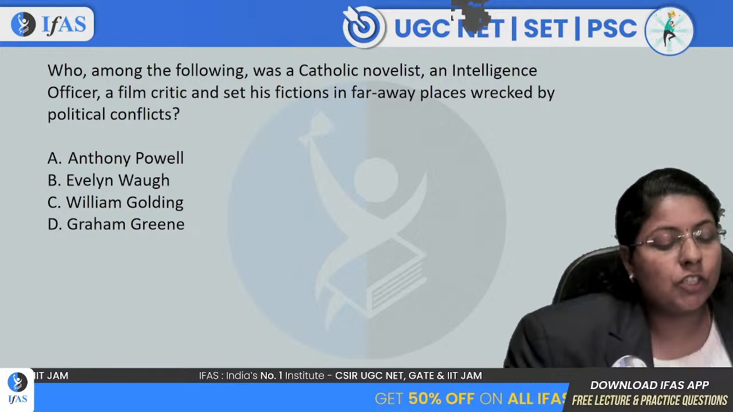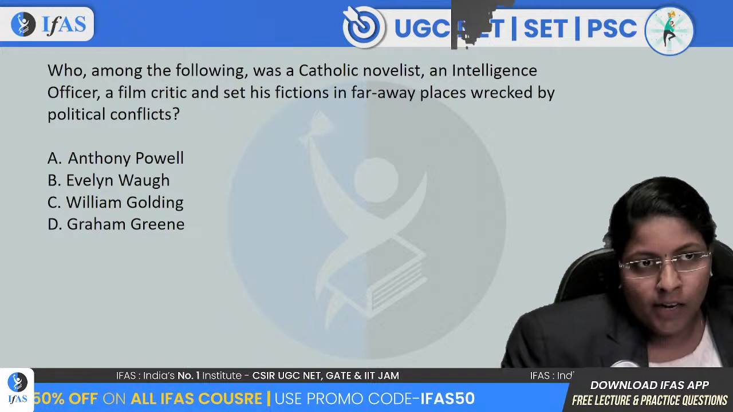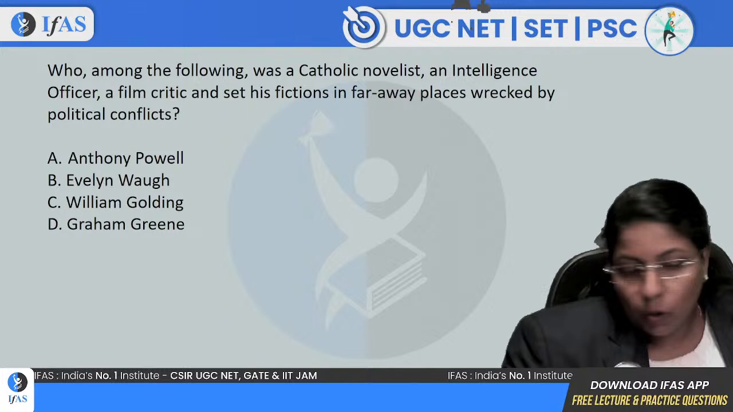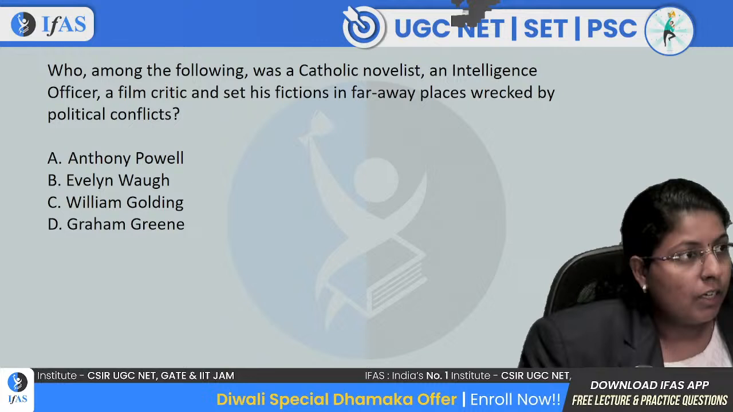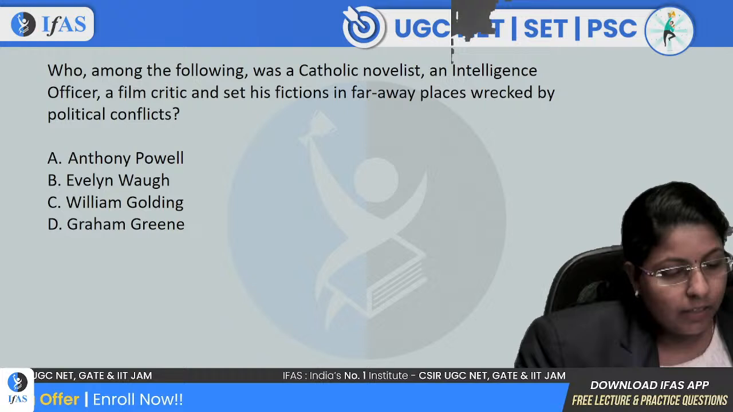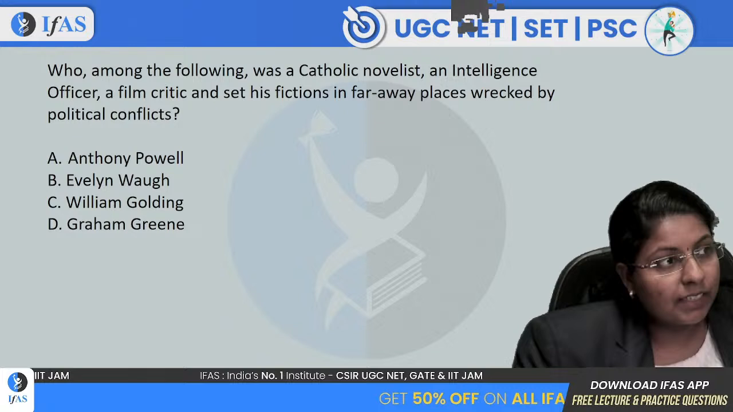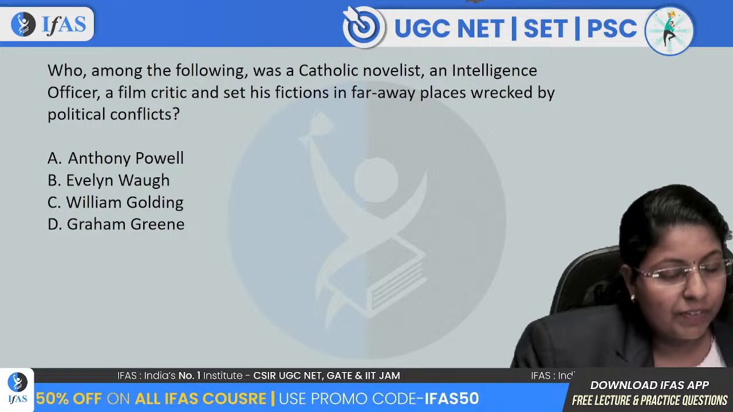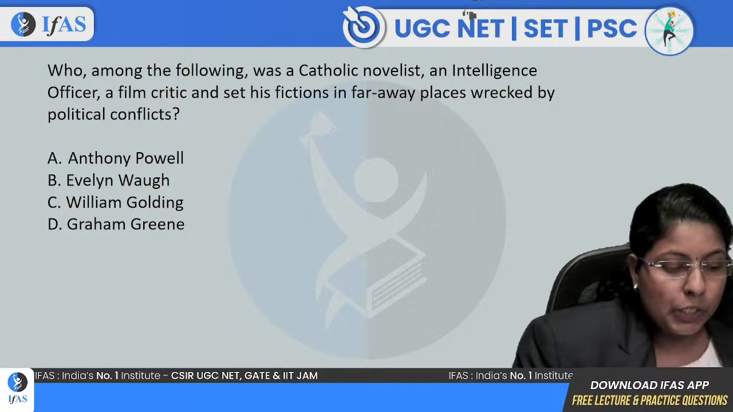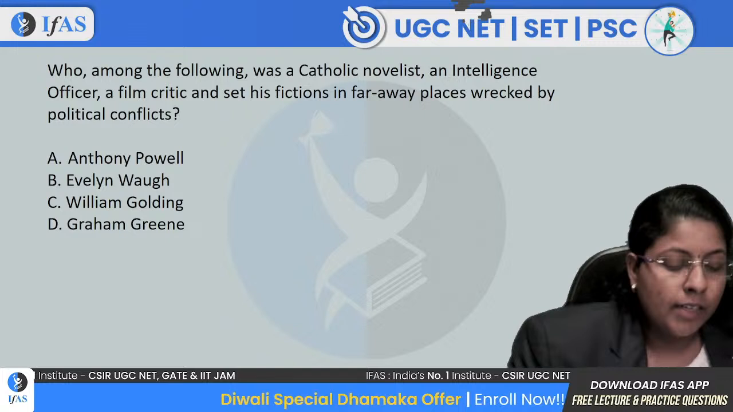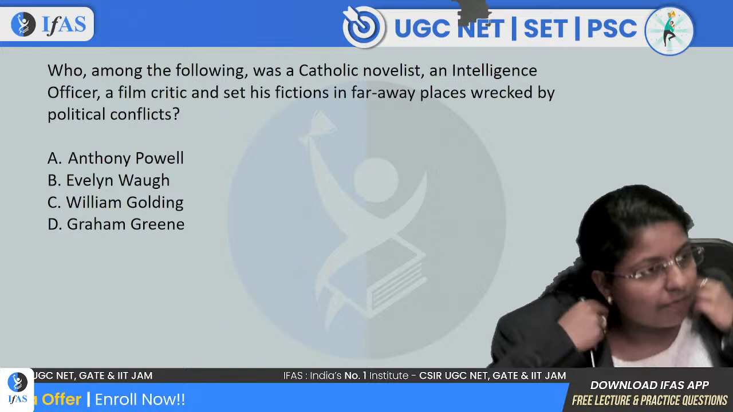Next question is, who among the following was a Catholic novelist, an intelligence officer, a film critic, and set his fictions in far away places wrecked by political conflicts? So we have the options. Option A is Anthony Powell. Option B is Evelyn Waugh. Option C is William Golding. And option D is Graham Greene. Answer please, guys.